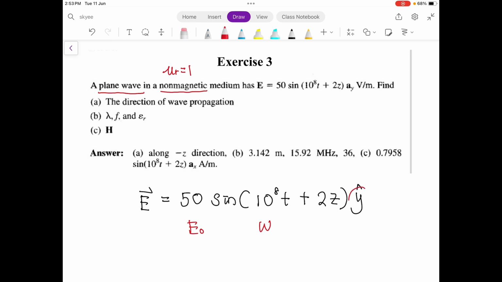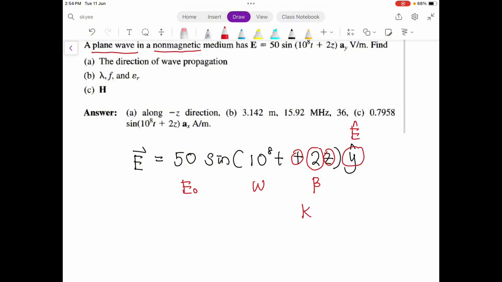This y is telling us that our electric field is in the y direction. And over here you have the beta. The plus z is telling us the direction of the wave propagation. Remember, when it is positive z, it means that the wave propagates in the negative z direction. So for the first question you can answer it easily: the direction of wave propagation is negative z.